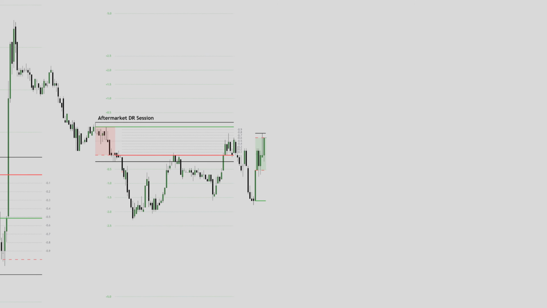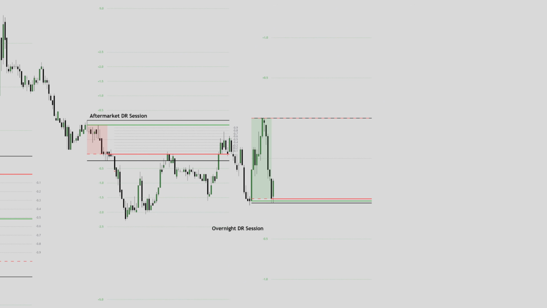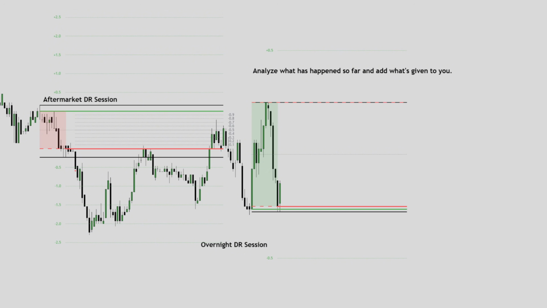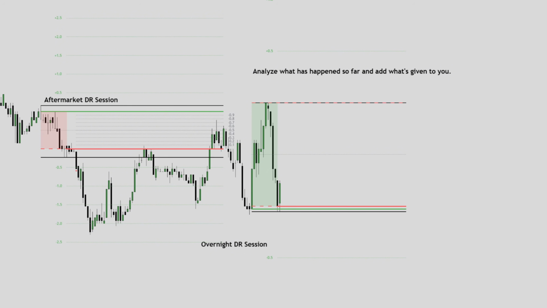of the day. So at 3 a.m., the overnight DR session opens and forms until 4 a.m. In this case, it closed as a green DR box, with the closing price being slightly higher than the opening price. Without any confirmation, what would you as a trader do next? Analyze what has happened so far and add what's given. That is the answer.